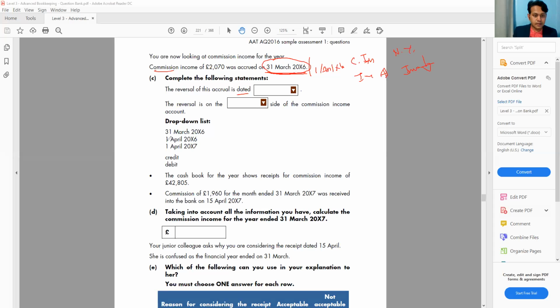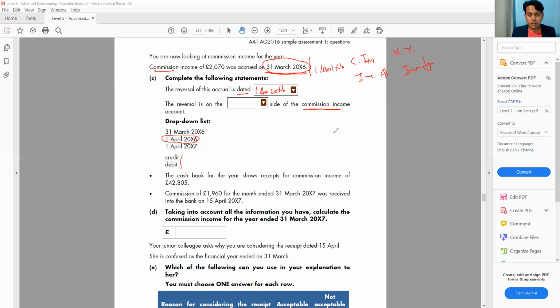So you're going to say 1st of April 2006, this will be our reversal date. Now the next question is, the reversal is on which side of the commission income account? Commission income account, is it on the debit side or on the credit side? Now obviously, this is a little bit tricky question. So next year, my commission income has to go down, isn't it? Because this income I already showed this year. So next year, I'm going to reduce the income.